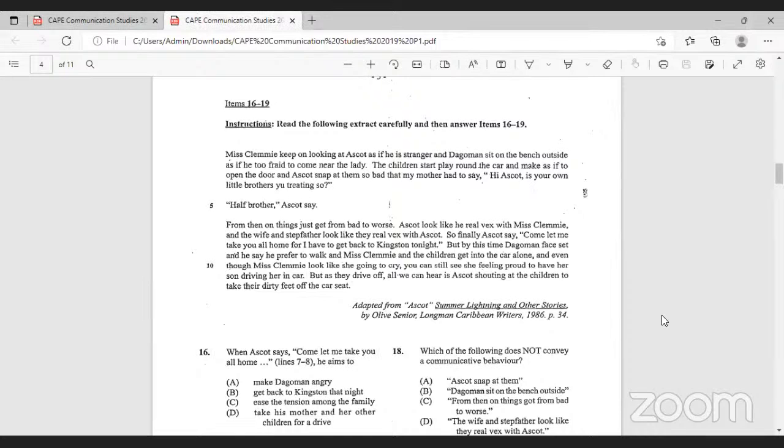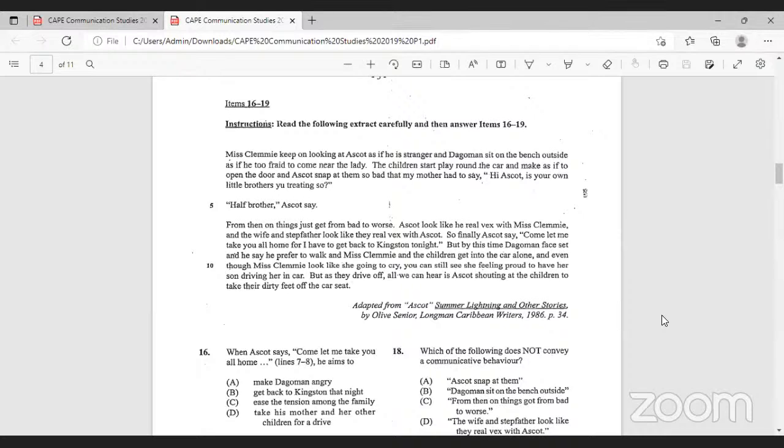Miss Clemmy keep on looking at Ascot as if he is stranger, and Dagoman sit on the bench outside as if he too afraid to come near. The children start playing around the car and make as if to open the door. Ascot snap at them so bad that my mother had to say, "Hi, Ascot, is your own little brothers you're treating so?" "Half brother," Ascot said.